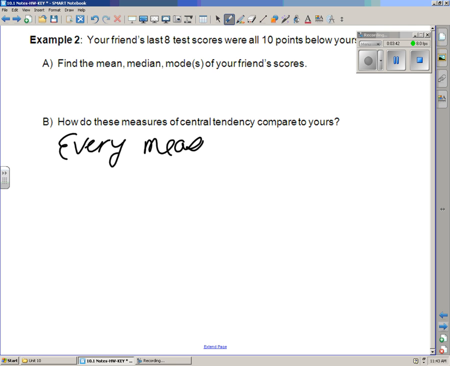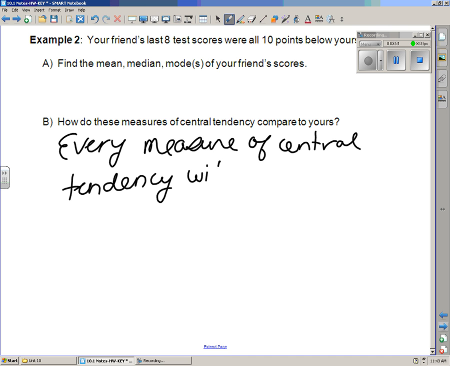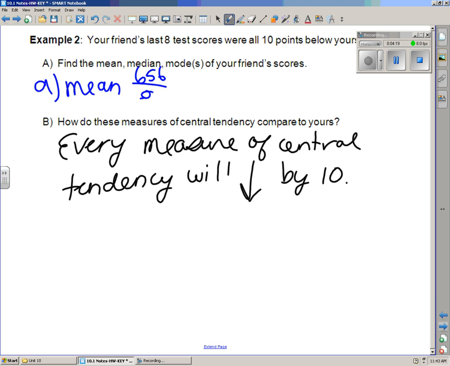We're going to show you that that happens, but every measure of central tendency will decrease by 10. So if we think about the mean for a second, where your scores all added up to 736, if we subtract 10 points from each score, we're taking off a total of 80 points, which means the mean ends up becoming 656 divided by 8, and that equals 82, which is in fact 10 points lower than yours.